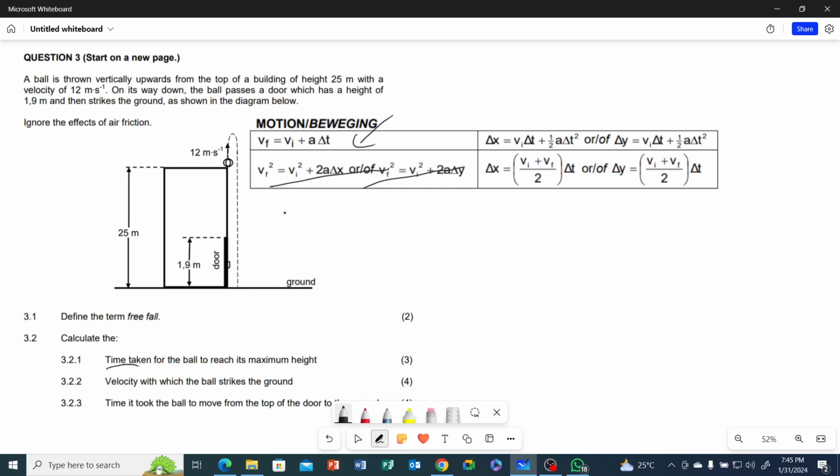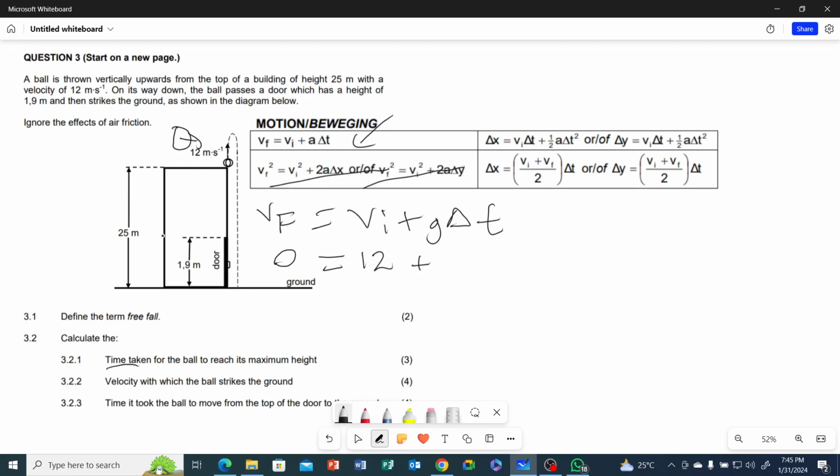Now, what is the V final? First you write the chosen equation. We have Vf equals Vi plus gravitational acceleration delta t. Now, what is the final velocity? Final velocity at maximum height is 0 meters per second, which equals your initial velocity. Initial velocity is given there as 12, plus.